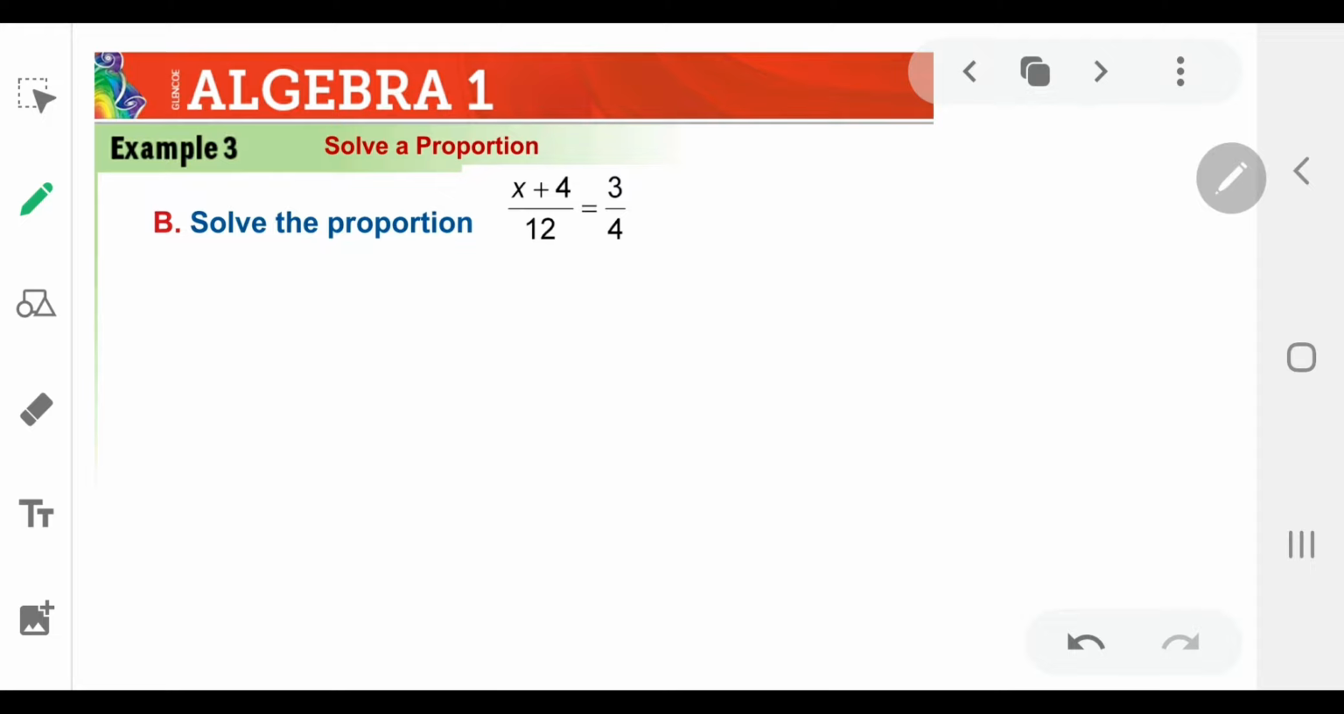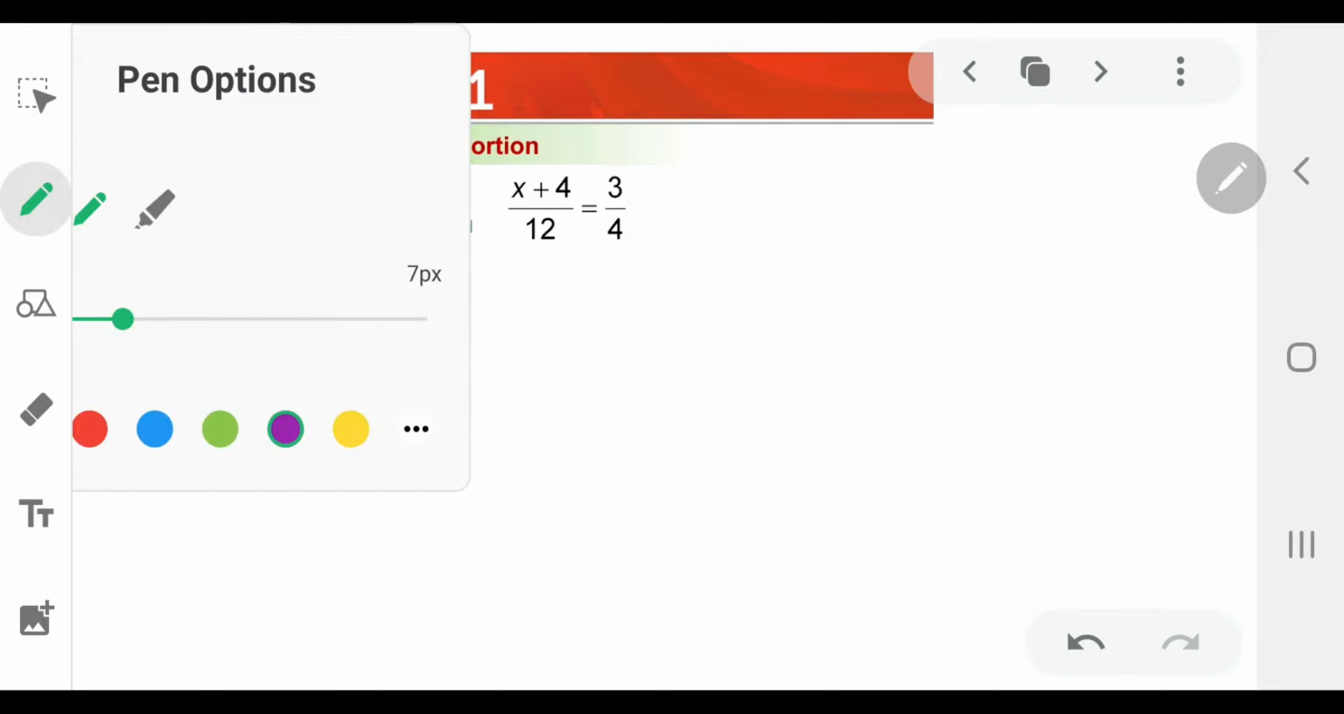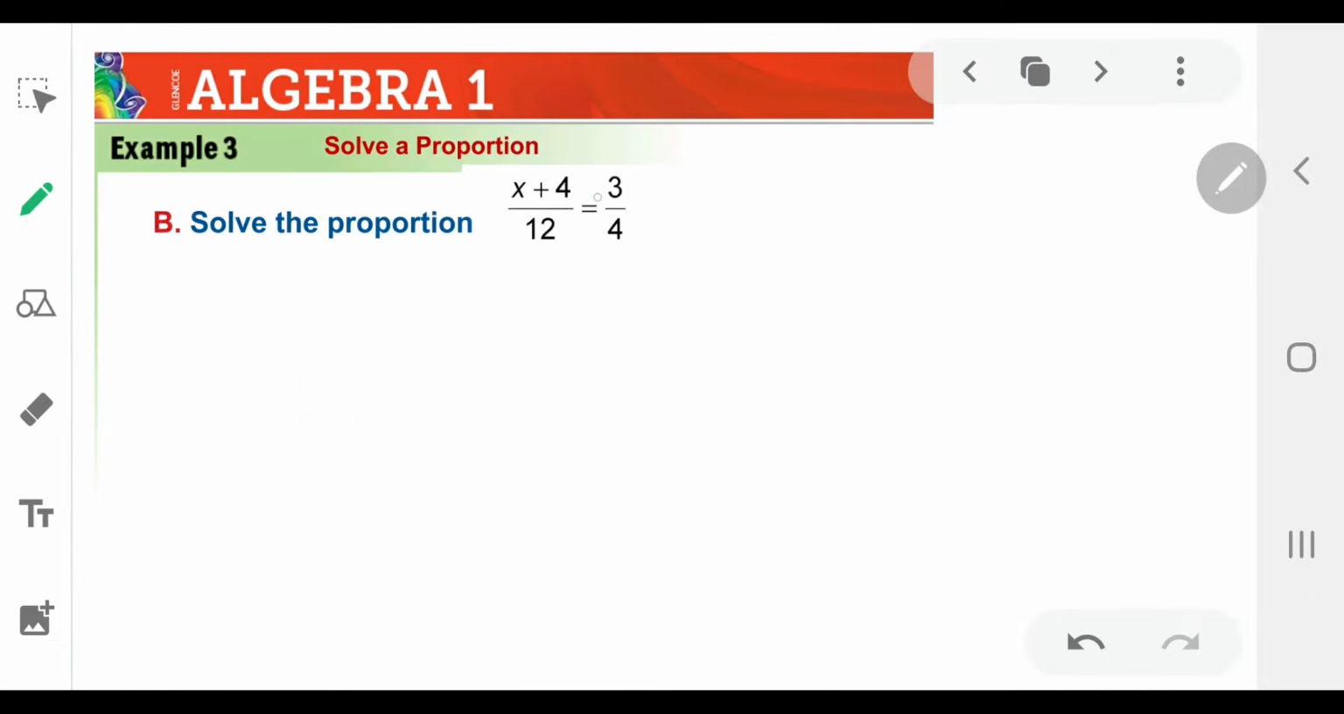Another form which was introduced earlier in the previous video is having an equation involving proportion, like this one. Both of them are written as ratios or fractions. x plus 4 over 12 is equal to 3 over 4. And as introduced earlier, the easiest and the fastest way is to use cross product. So 4 will be multiplied by x plus 4, and 3 will be multiplied by 12.